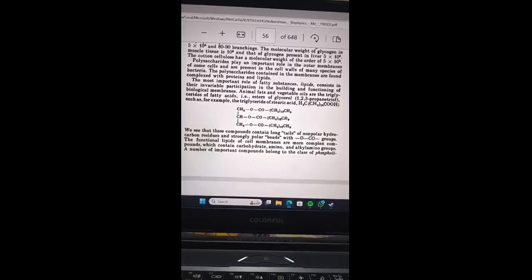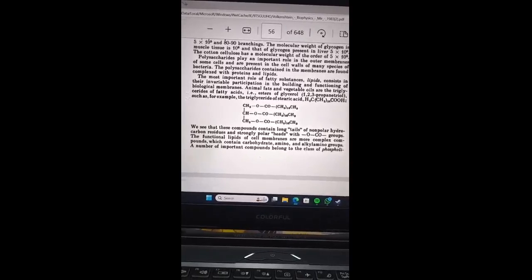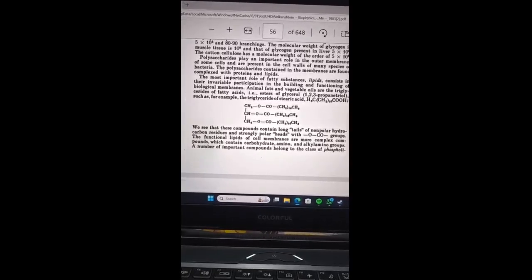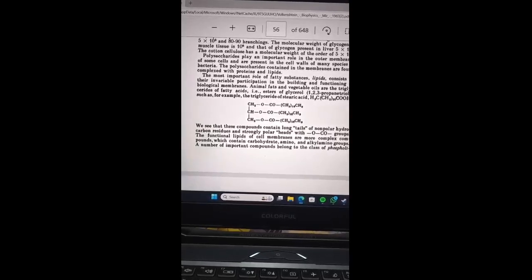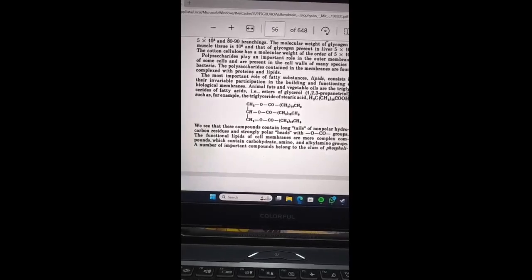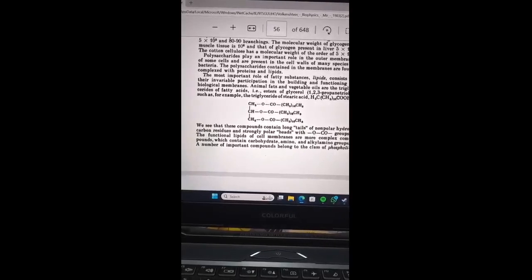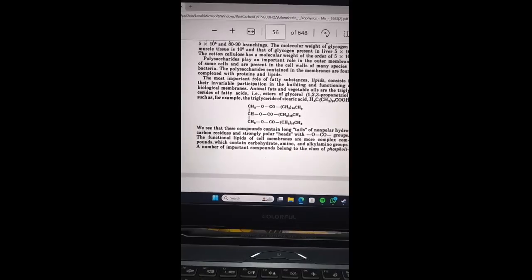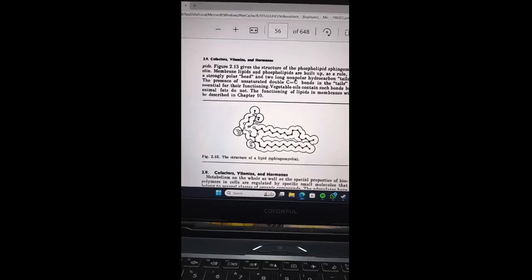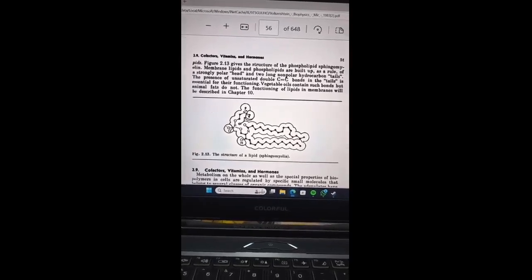We see that these compounds contain long tails of non-polar hydrocarbon residues and a strongly polar head with a COOH group. The functional lipids of the cell membrane are the most complex components, which contain carbohydrate, amino and alkylamino groups. A number of important compounds belong to the class of polyisoprenoids. This figure shows the structure of lipid.